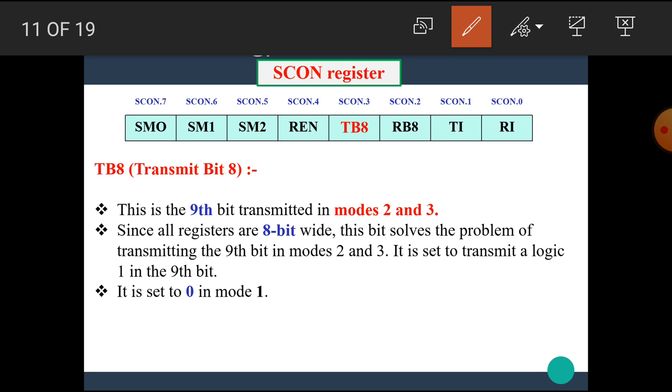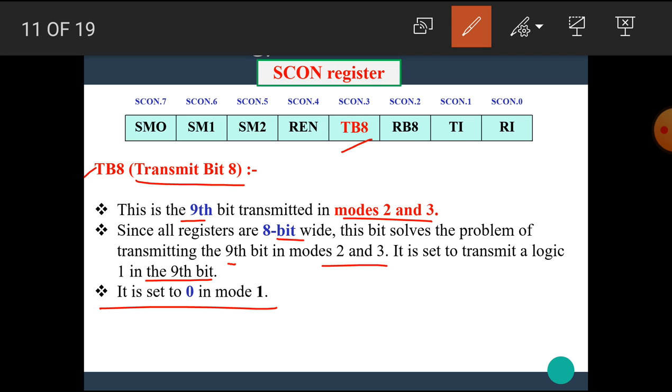Now the next bit is TB8. Okay, TB8 stands for transmit bit 8. This is the ninth bit transmitted in mode 2 and mode 3. Since all the registers are 8 bits wide, this bit solves the problem of transmitting the ninth bit in modes 2 and 3. It is set to transmit a logic 1 in the ninth bit.